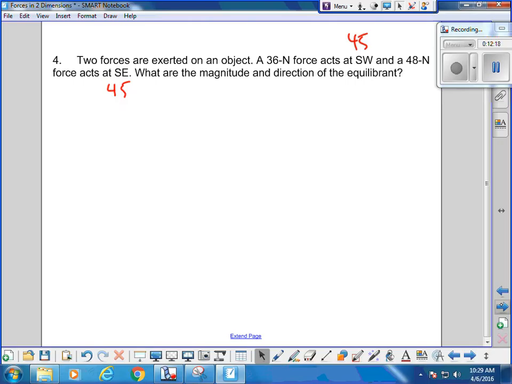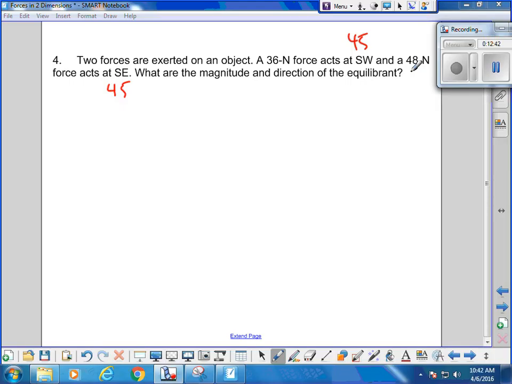It's pretty much the same thing, just slightly different numbers, right? But the basic idea is the same. Okay, so let's have a look at practice question number 4. Again, very similar to practice question number 3 in that we've got two forces, and all you have to do is find the equilibrant. The one thing that's different here is there's no picture.